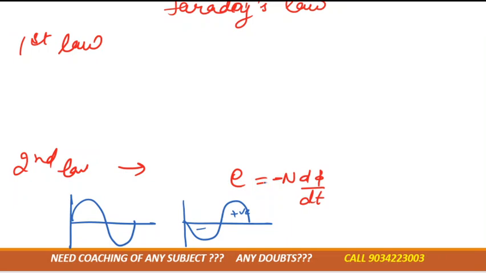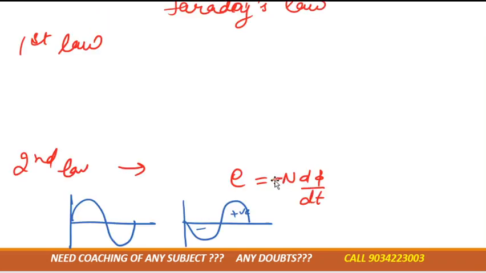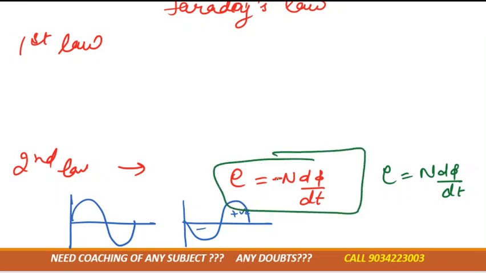Clear this thing? On the basis of this, Lenz's law was also given. Lenz's law states that it is negative. Faraday just states that E is equal to n d phi by dt, but Lenz is a scientist's name. He told us that it is not positive, but negative. Clear this thing?